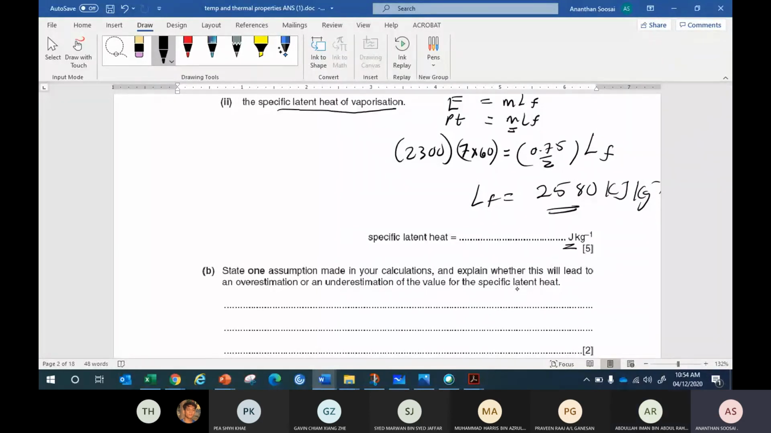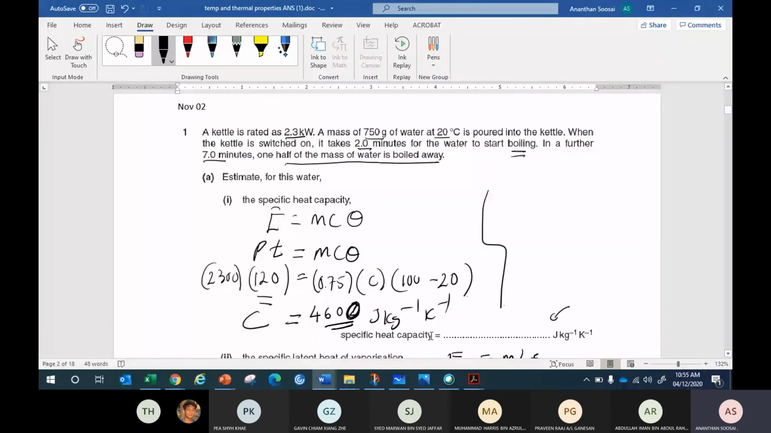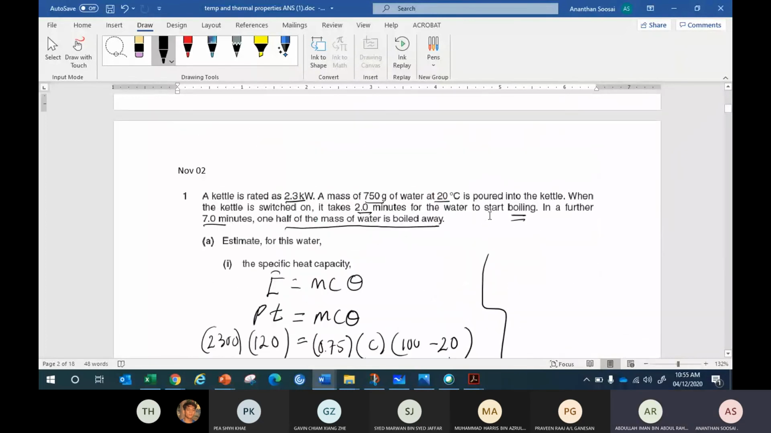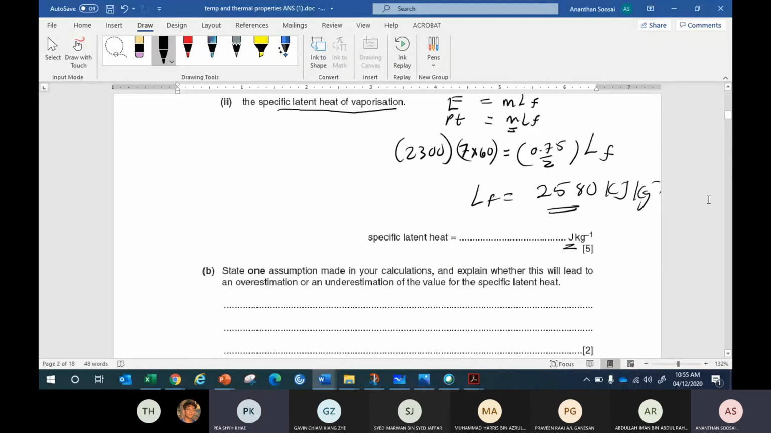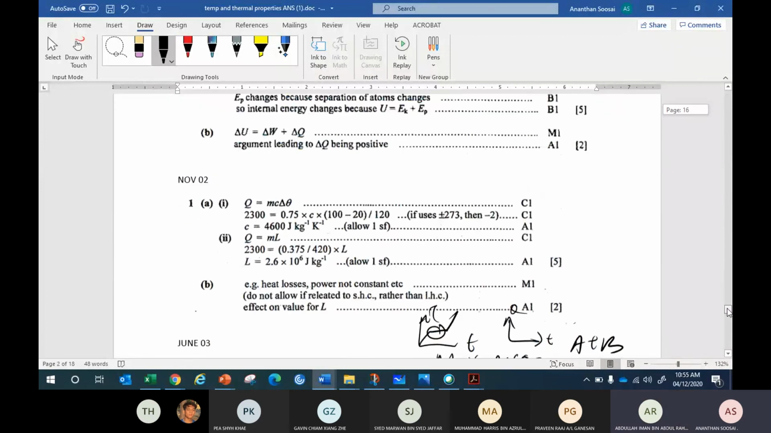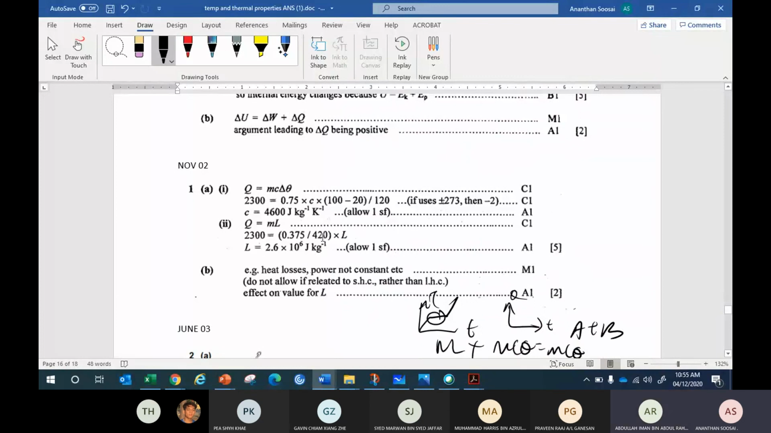Here we put all in standard: 2,300 is in joule, so it's already in joule. Do you put 2,300 or 2.3? 2,300. So is the final answer in kilojoule or joule? You get 2.6 times 10 to the power of 6 joule per kg. Q equals mL, so half of the mass is to be used. Get the answer.